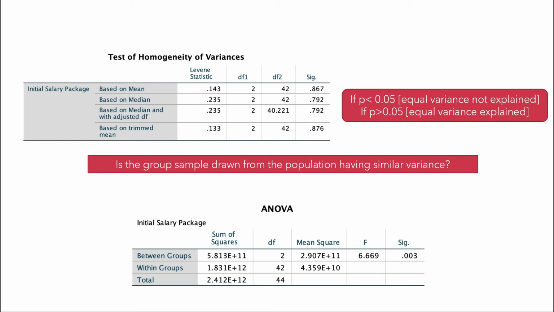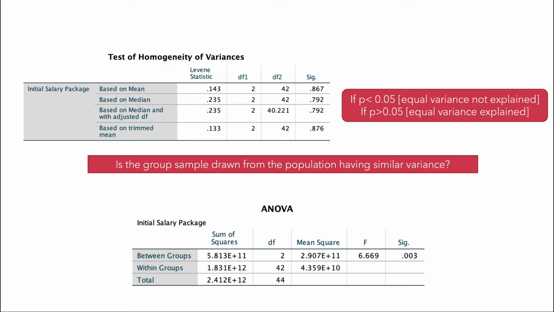In the output window of SPSS, the very first thing that we would be checking for is the test of homogeneity of variances. The data would look something like this in the table. We would be checking the Levene's F test based on mean. The significance value in this case is more than the alpha value of 0.05, because the significance value over here is 0.867.